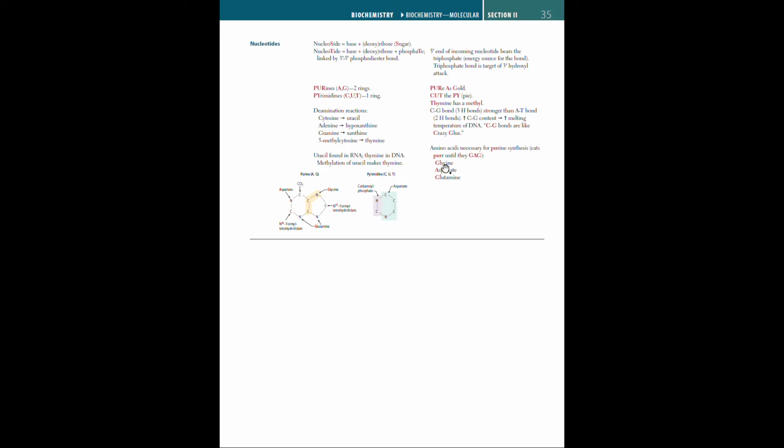Amino acids necessary for purine synthesis. There's one way to remember it: cat's purr until they gag. So purine has glycine, aspartate, and glutamine.